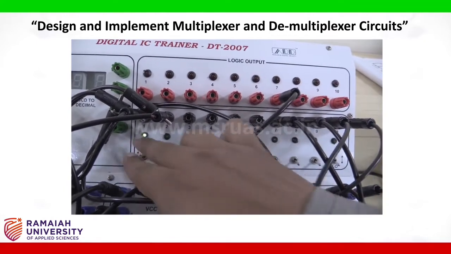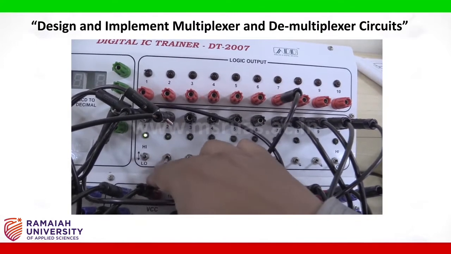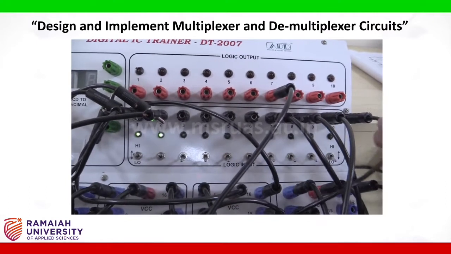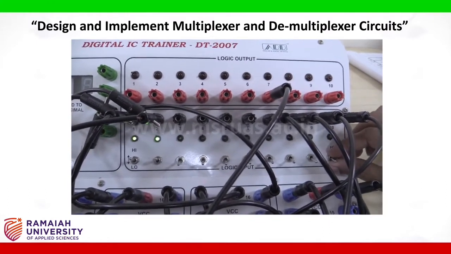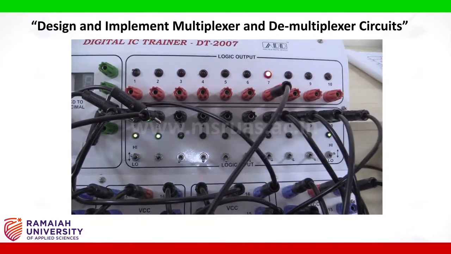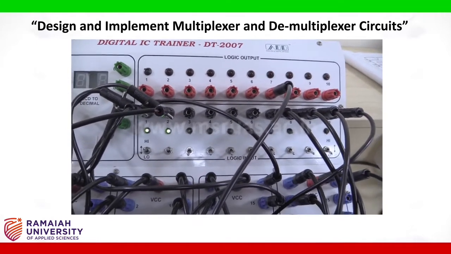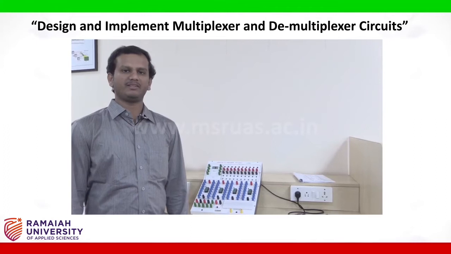Now I will go for the last combination, that is 1 1. If I make both 1 1, that means the fourth input has to be selected. If I make the fourth input high, the output will be selected. So this completes the experiment. We have completed the implementation of a 4:1 multiplexer using basic gates.